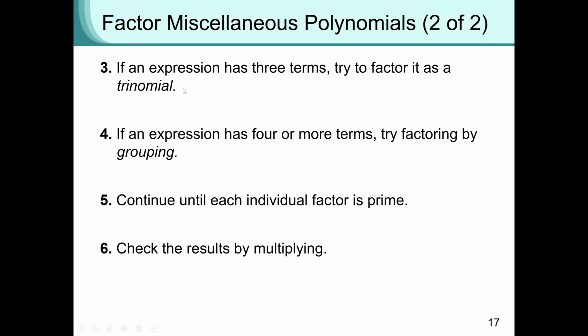So here we say that if an expression has 3 terms, we always try to factor it as a trinomial. If an expression has 4 or more terms, we can factor it by grouping. Then we continue until each individual factor is prime. A prime means the only factors are the number itself and 1. Always check the result by multiplying the answer to see if we get the original expression.